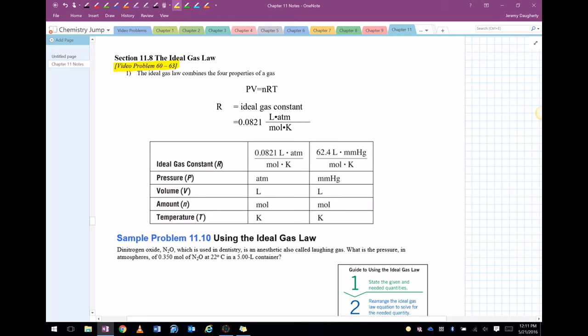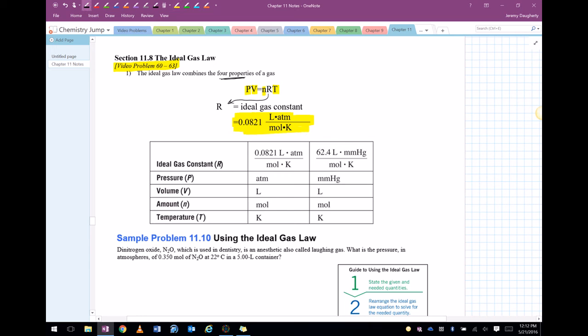So the ideal gas law basically describes the four properties of a gas. It describes the pressure, volume, number of moles, and the temperature of a gas. R is a constant, right? It's the ideal gas constant, and that's a number that doesn't change. Some constants are different for different things. In this case, that gas constant is the same, and here's the value: 0.0821 liter atmosphere per mole Kelvin.